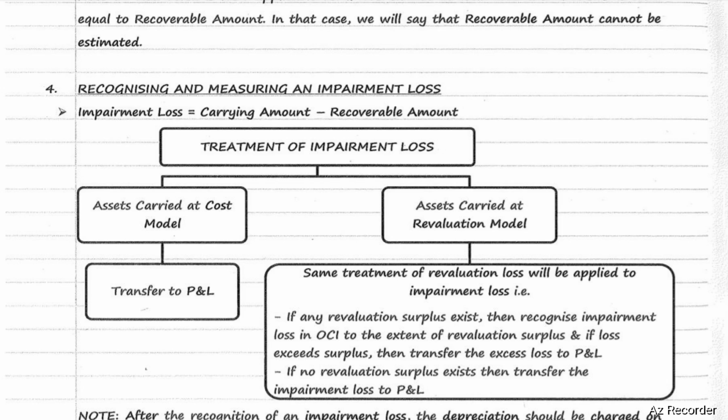If assets are carried at revaluation model, then the same treatment of revaluation loss will be applied to impairment loss. That is, if any revaluation surplus exists, then recognize impairment loss in OCI to the extent of the revaluation surplus. And if the loss exceeds the surplus, then transfer the excess loss to P&L. If no revaluation surplus exists, then transfer the impairment loss to the P&L account.